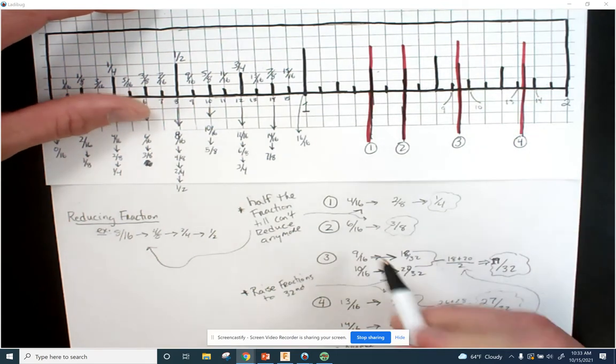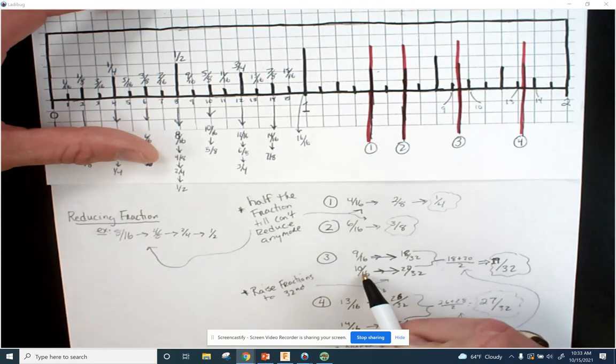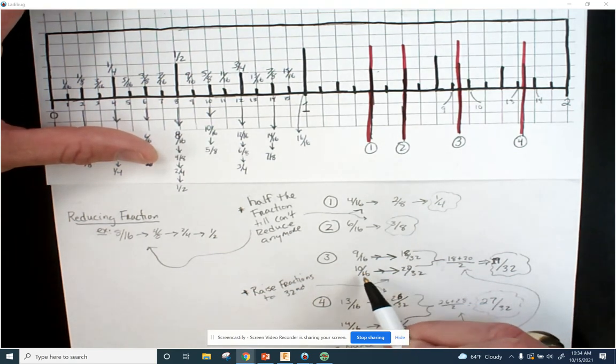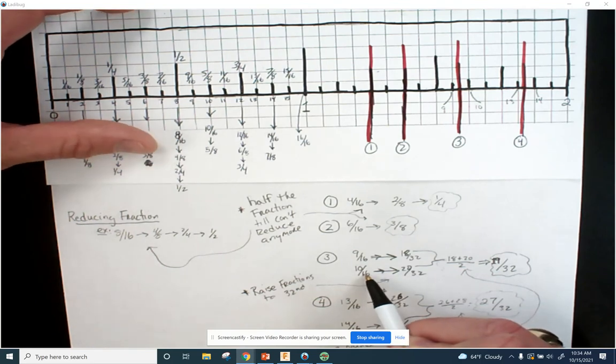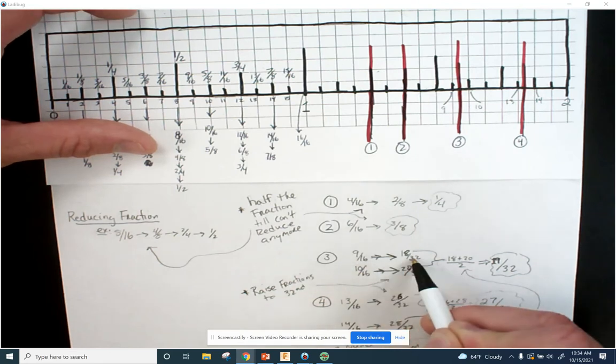So I'm going to come down to number 3. We take 9/16 and 10/16, and we're going to raise these values to 32nds. So instead of halving it, we're doubling it. So 16 doubled is 32. 10 doubled, 10 times 2, would be 20. 16 doubled is 32. 9 doubled is 18.